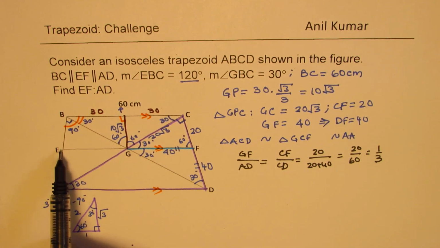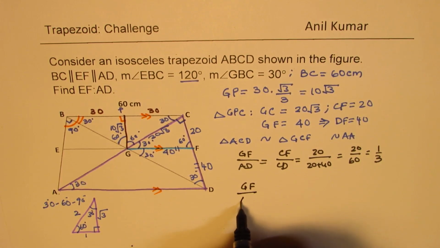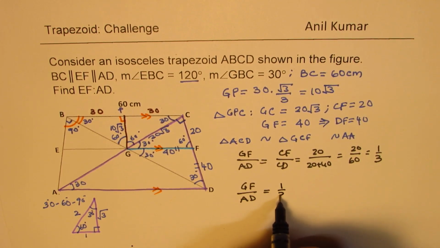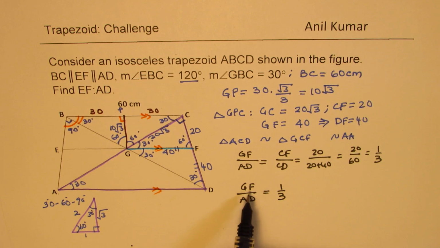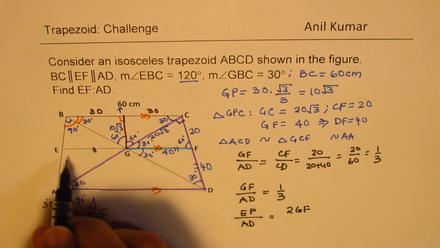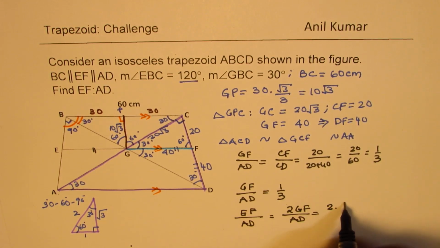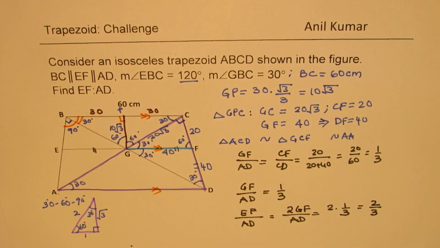We need to find the ratio of EF, right? So GF over AD is 1/3. But EF is twice GF, right? So we want to find what is EF to AD, right? Now EF is twice GF, since this side will be also equal to that side, right? That's the midpoint, over AD. So that should be twice 1/3 or 2/3. Correct? So our answer is that this ratio is 2/3.